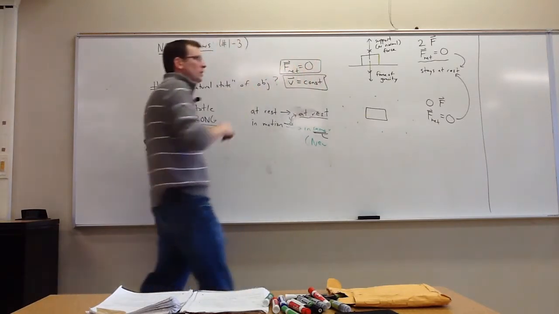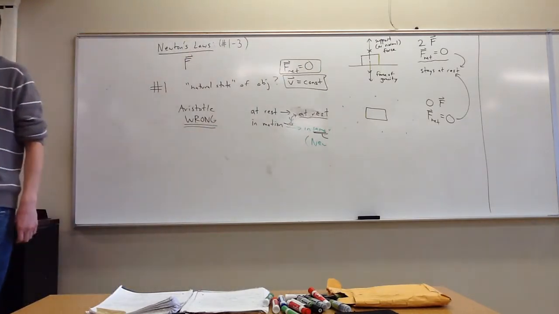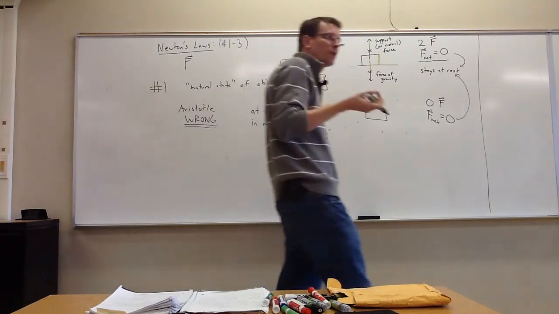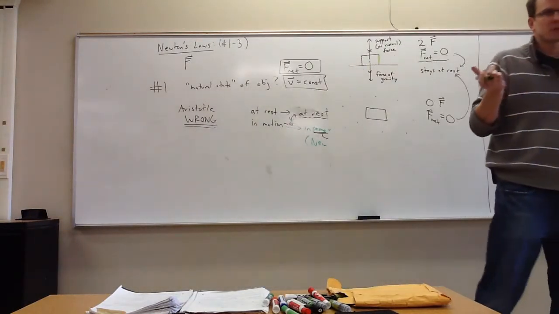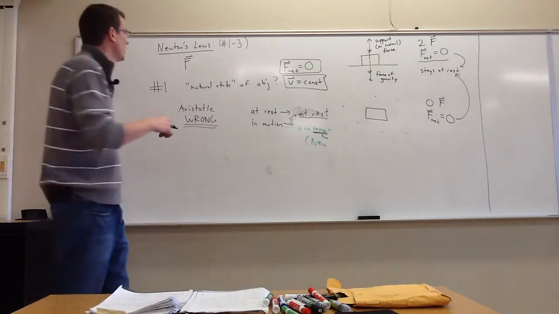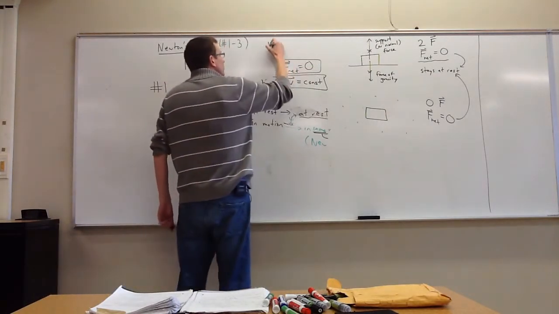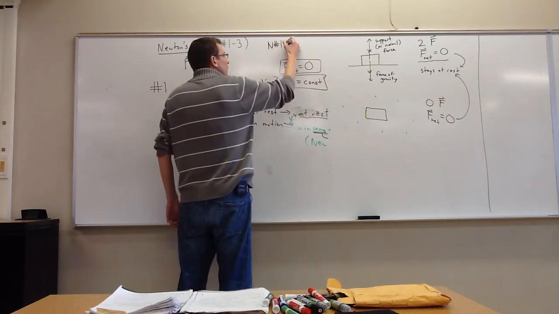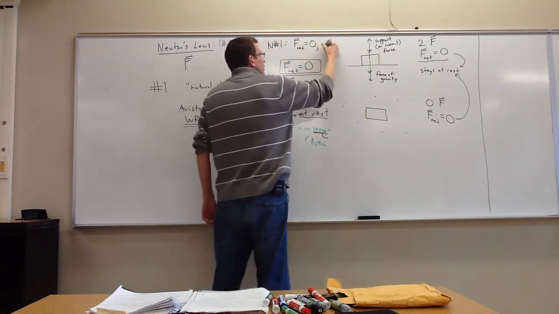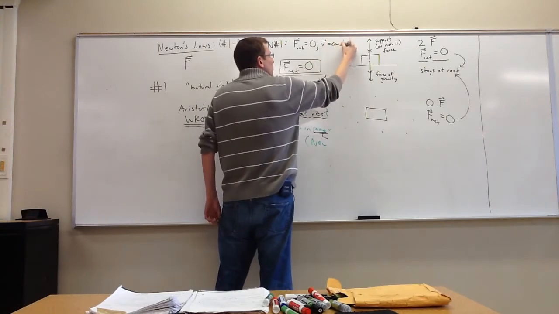So the environment does not exert any overall or net force on it, and if the environment does not exert any overall force, then we are free to watch its natural state. That will be a constant velocity of 0. In fact, that's really Newton's first law in a nutshell. Newton number 1 says if the net force on an object is 0, then its velocity will be constant.